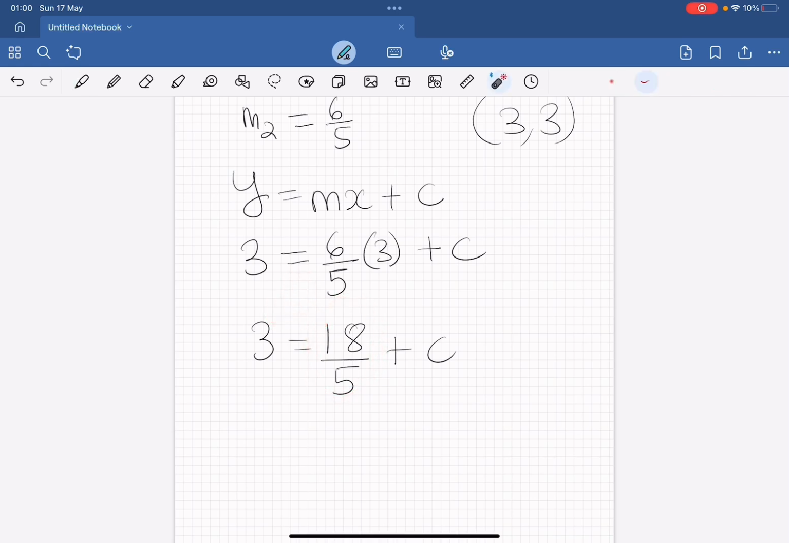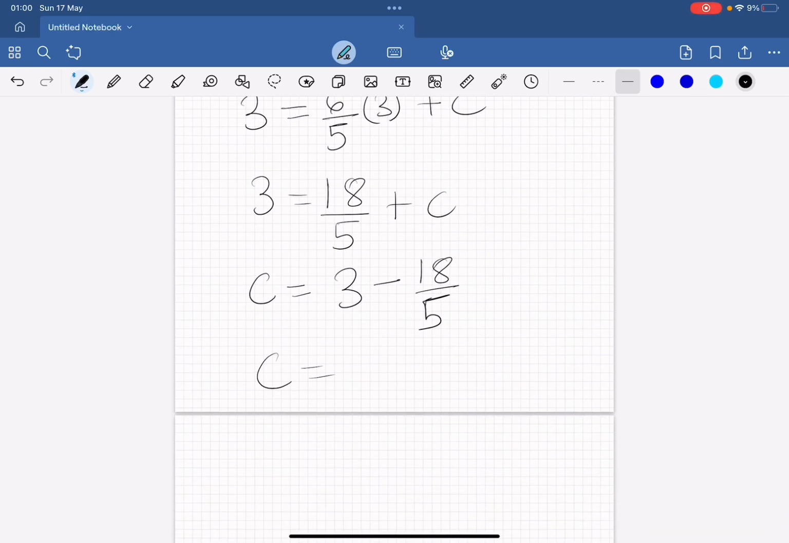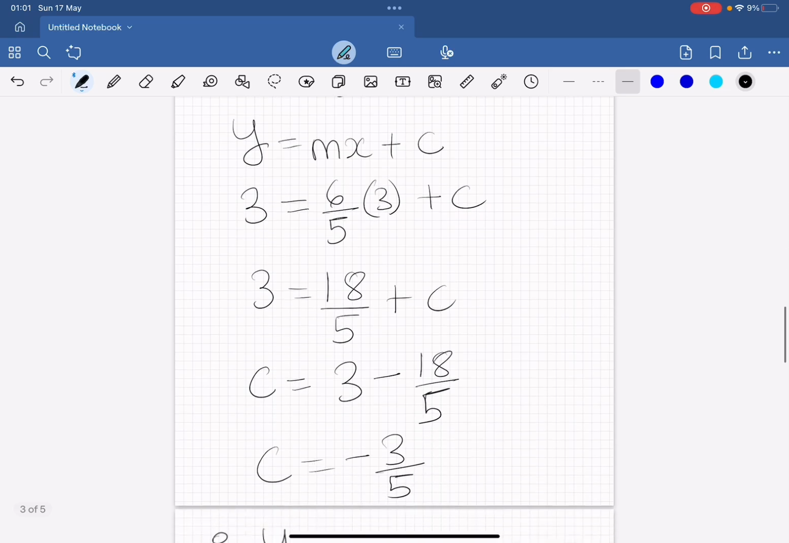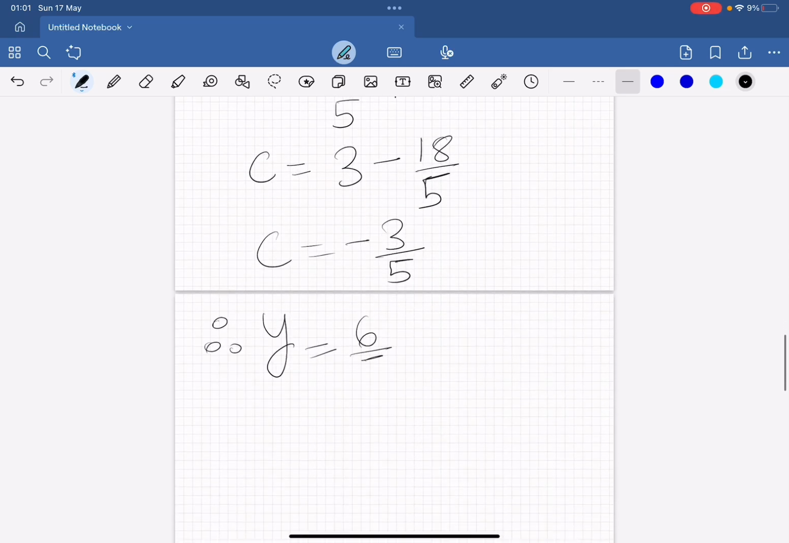Taking this to the other side, it means c is 3 minus 18 over 5. 3 minus 18 over 5 on the calculator is simply negative 3 over 5, which means that the equation for the perpendicular bisector is y equals 6 over 5 x minus 3 over 5, where minus 3 over 5 is our c.